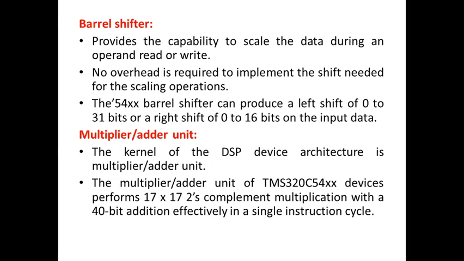So barrel shifter is a part of the CPU which is used to perform shifting operations. It provides the capability to scale the data during an operand read or write. No overhead is required to implement the shift needed for scaling operation. This barrel shifter is capable of producing a left shift of 0 to 31 bits, or a right shift from 0 to 16 bits on the input data.